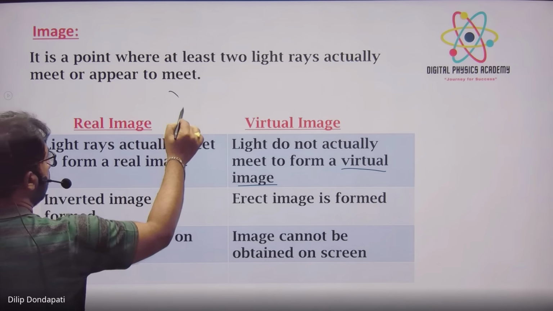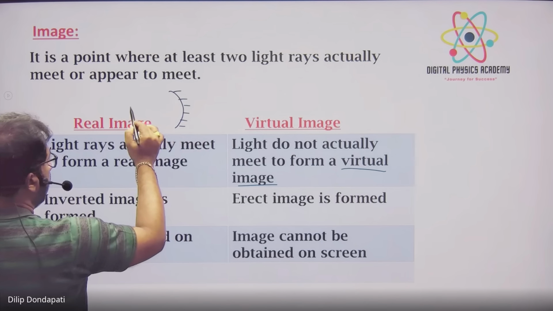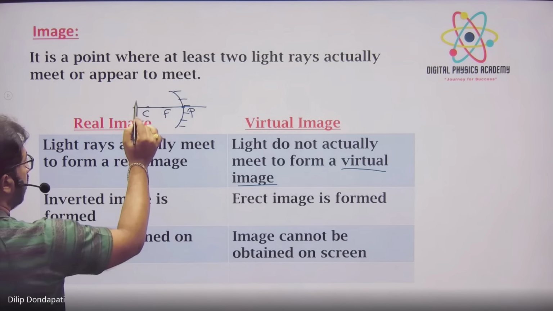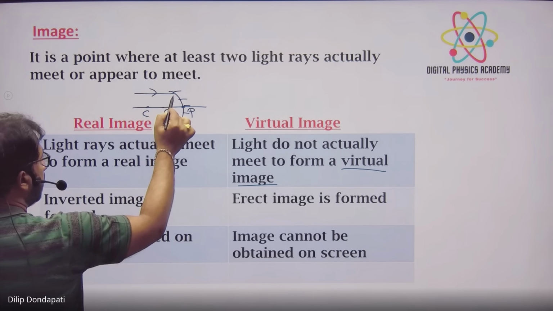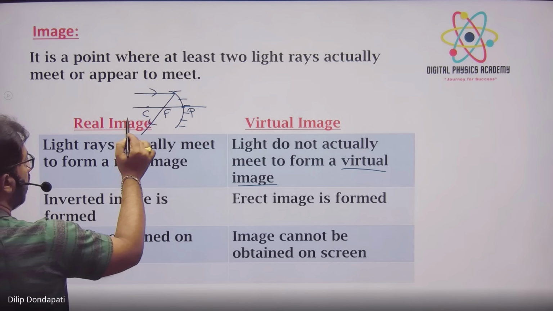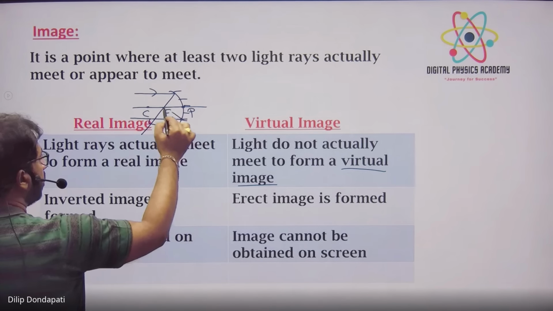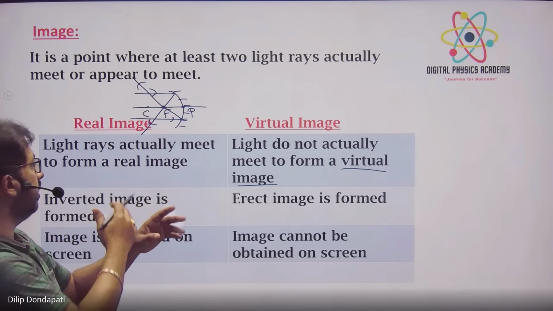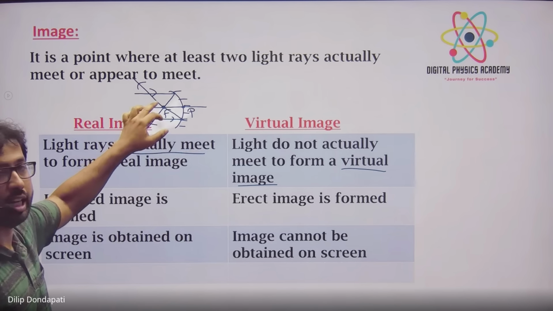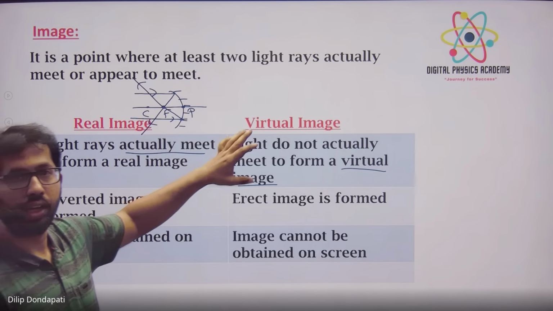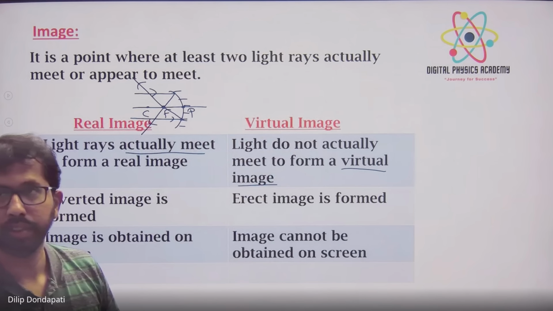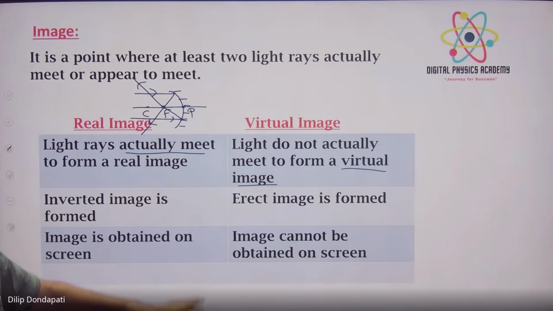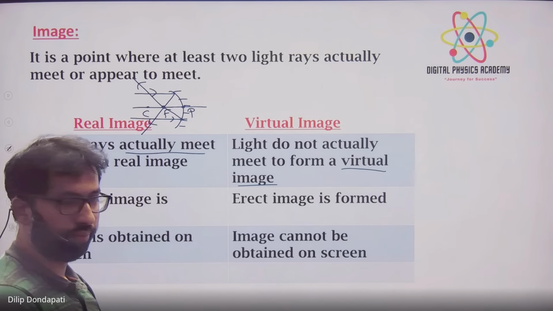Sir, like we studied this concave, right? One minute. So pole, focus, center of curvature. A parallel ray after reflection passes through the focus. And here again, a parallel ray after reflection passes through the focus. Look, they are actually meeting. That's why, because they actually meet, a real image is formed. Okay. In convex, we are extending backwards. They appear to meet. They do not actually meet. That's why it is a virtual image.